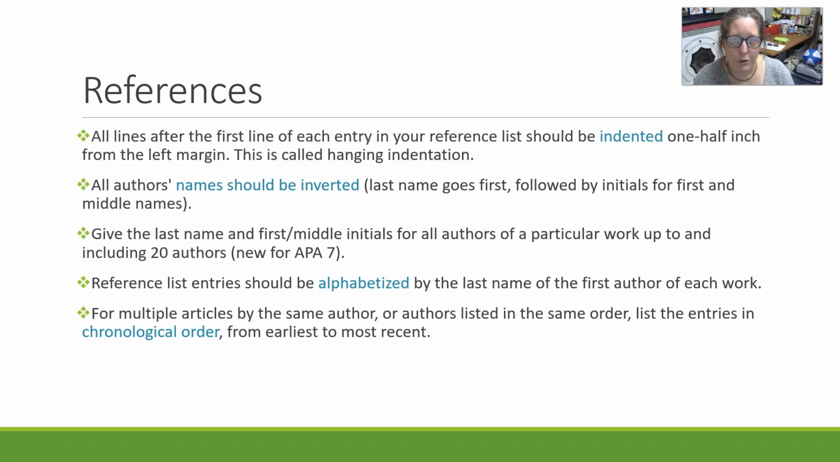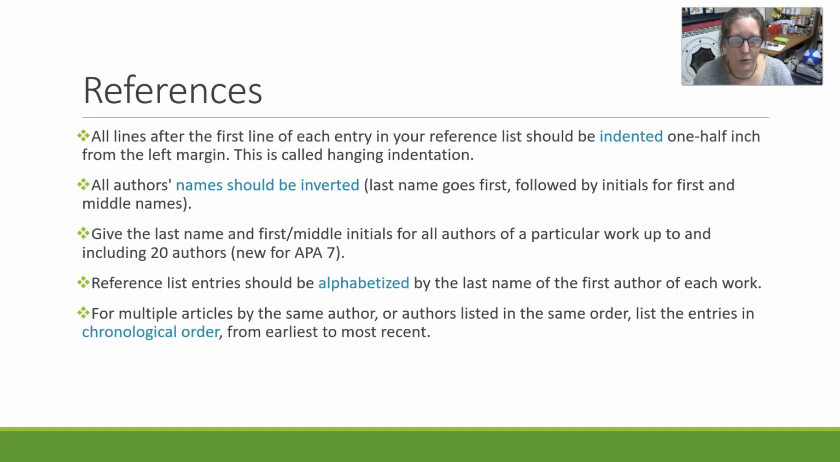All your authors' names should be inverted, so the last name goes first, followed by the initials for the first and middle names. And you list them in the same order that it is listed in the article or in your source. Give the last names and first and middle initials for all the authors of a particular work up to and including 20 authors. So this is new for APA 7, where it used to stop at 6.